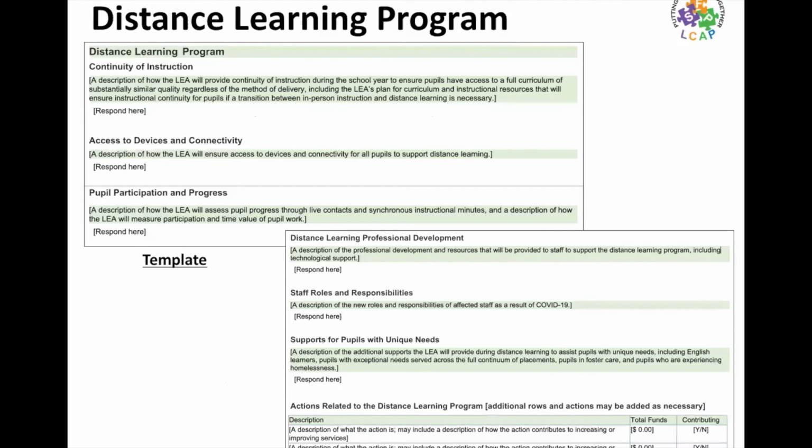Next slide, please. So here are the pages from the template where the LEA must address the distance learning plan, and like in-person instruction, the template aligns directly with Ed Code 43509. Note that there are 6 prompts for this section, so the description for distance learning is significantly more specific than that of in-person instruction. And you'll note also that there is a table at the bottom of the template for the distance learning section, in which LEAs are also to describe the specific actions related to distance learning, including how it contributes to increased or improved services, if applicable, the total expenditures, and the yes/no indicator. Next slide, please.